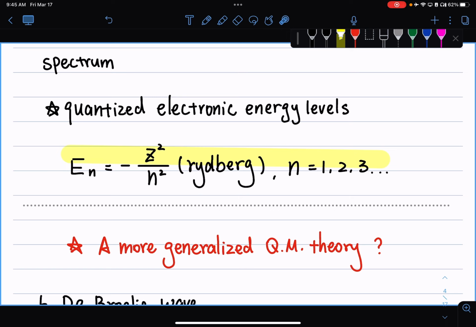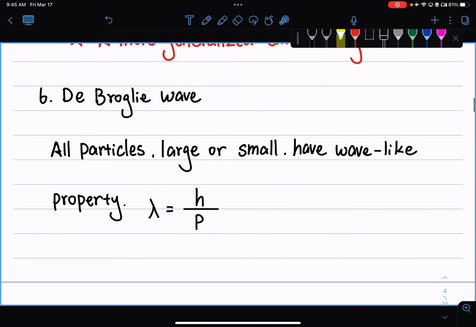And then we moved on to talk about a more generalized quantum mechanics theory. We introduced the de Broglie wave. This is an extension of the wave-particle duality of light. In the de Broglie wave, what we're saying is all particles, large or small, have wave-like properties. Like a tennis ball also has wave-like properties. It's just that the de Broglie wave associated with a tennis ball is super small.